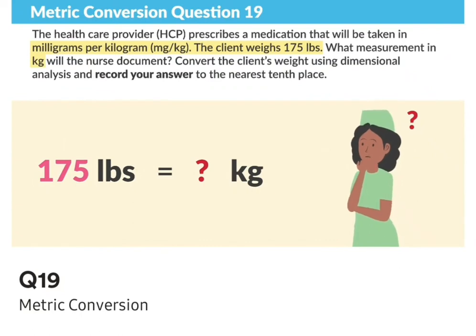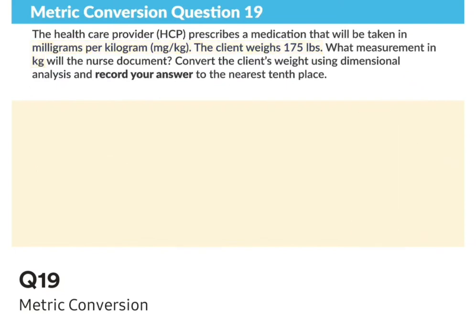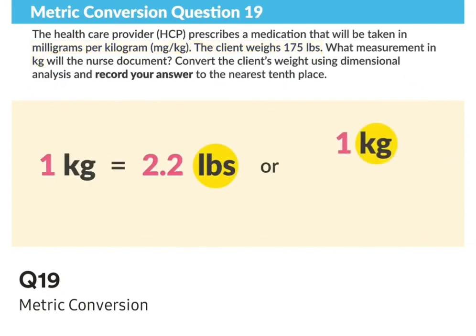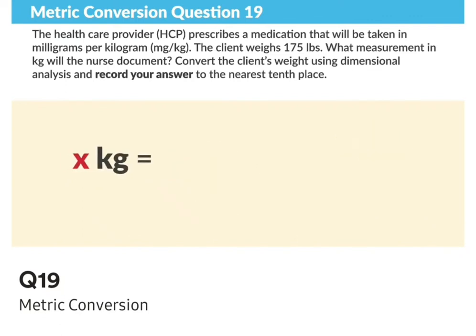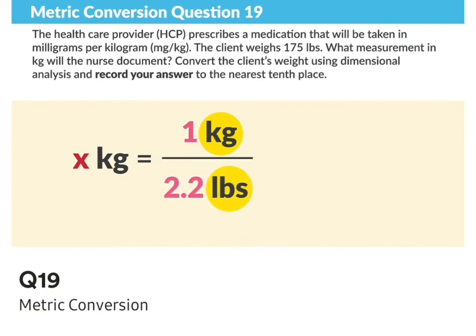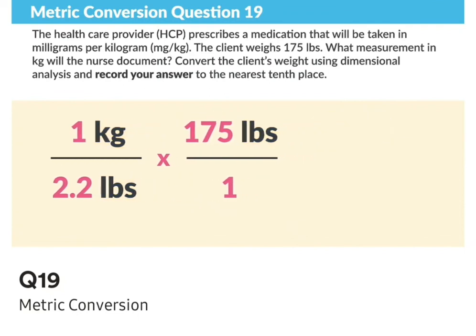All right, so first things first, set up what you know. We know that 1 kilogram equals 2.2 pounds. So 1 kilogram over 2.2 pounds. And then what are you calculating for? Well, we're calculating for kilograms, right? So x kilograms equals 1 kilogram over 2.2 pounds, and then plug in the child's weight here. So 175 pounds. Now that everything's set up, we multiply across and multiply across on the bottom.